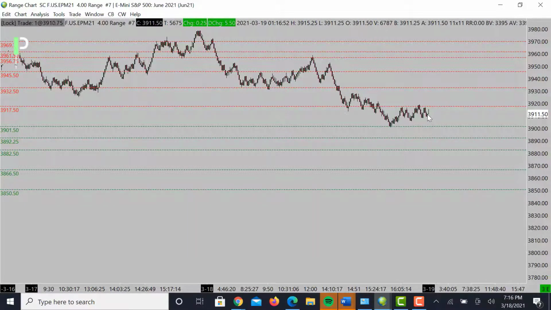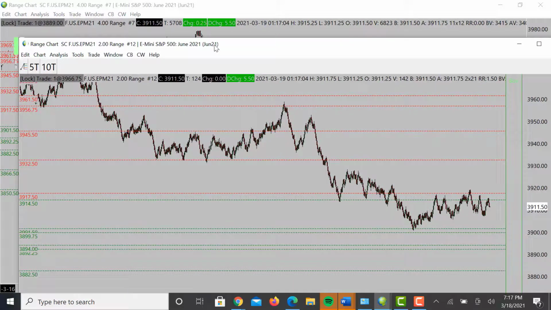We got 1, 2 touches to fail to get through. Potentially again could fall right into these 39.0150s. That's going to be our first area of interest. Let's take a look at a smaller chart here on S&P, give you guys a closer view.